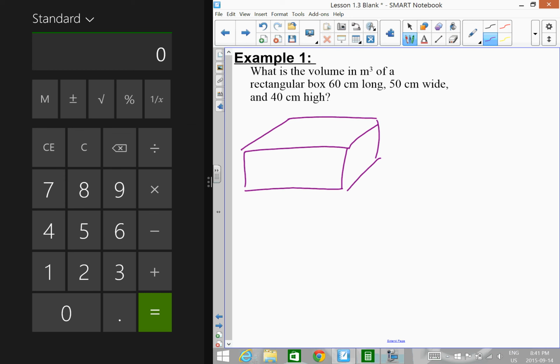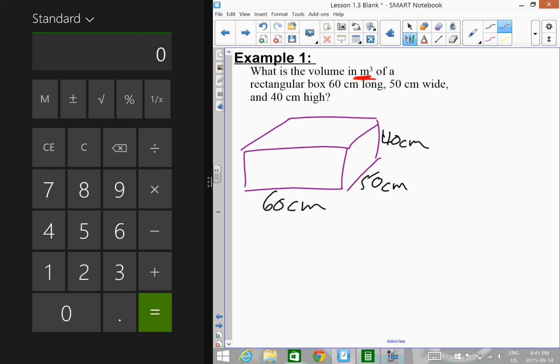Something like that. I believe that's perfect, like all my drawings. That is 60 centimeters long by 50 centimeters wide by 40 centimeters high. I wanted my volume in meters cubed.